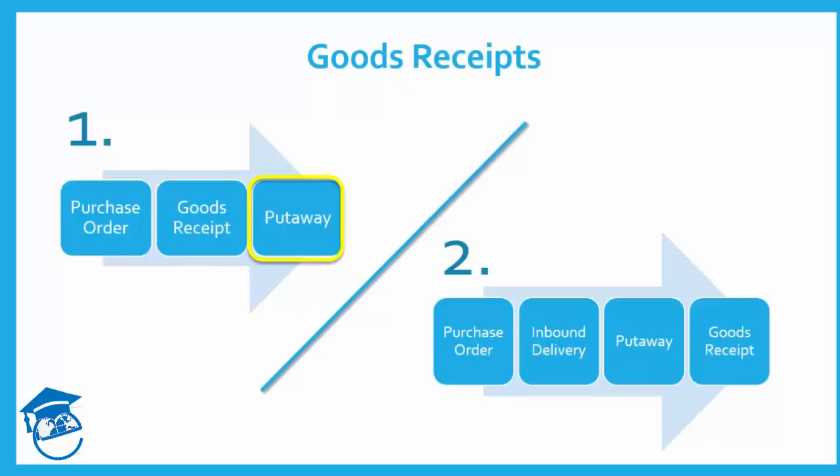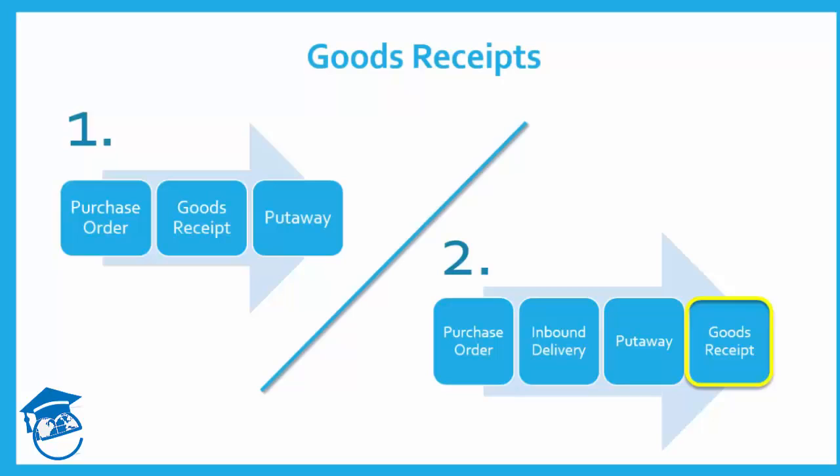That's the first type. Now, the second type is where we have an inbound delivery for a purchase order, put away for the inbound delivery, and a subsequent goods receipt posting for the inbound delivery. So just to go slowly and get the order, in our second type, we have a purchase order, and we create an inbound delivery for the purchase order. After this, we have put away for the inbound delivery. And finally, we have a subsequent goods receipt posting for the inbound delivery.